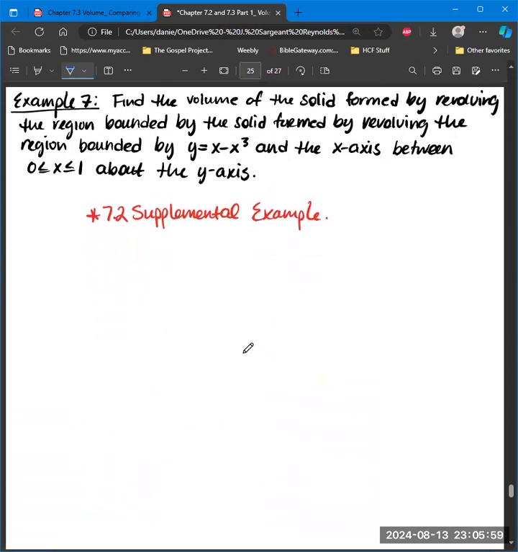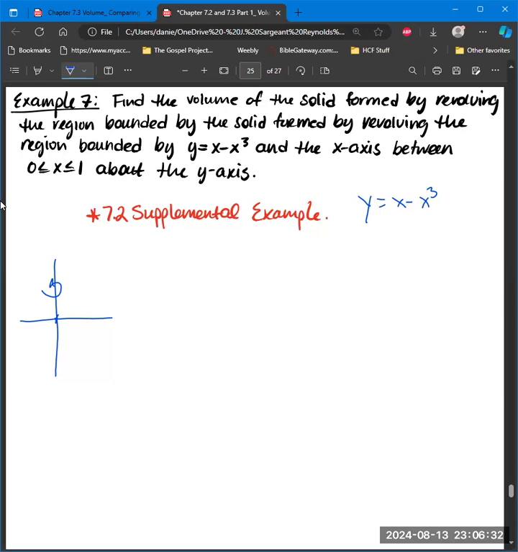So let's find the volume of the solid formed by revolving the region bounded by, let's draw a picture here, y equals x minus x cubed, and the x-axis between x equals 0 and x equals 1. We're going to revolve it around the y-axis. So why did they choose 0 and 1? Because that's where it crosses the x-axis.